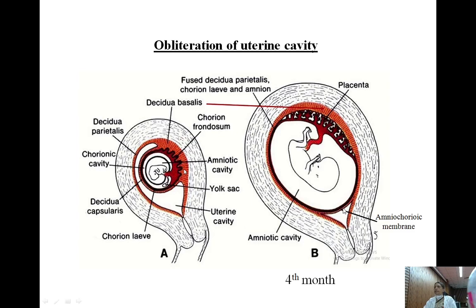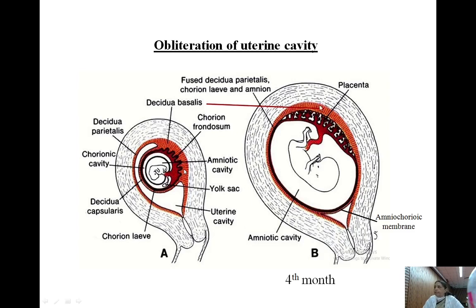And during delivery time, this amniochorionic membrane will come close to the uterine opening, that is known as the internal os, and it will rupture, and the amniotic fluid comes out. Okay, so that is known as watering. So the amniotic fluid will come out as if water is coming out through the vagina. Okay, so that is obliteration of the uterine cavity.